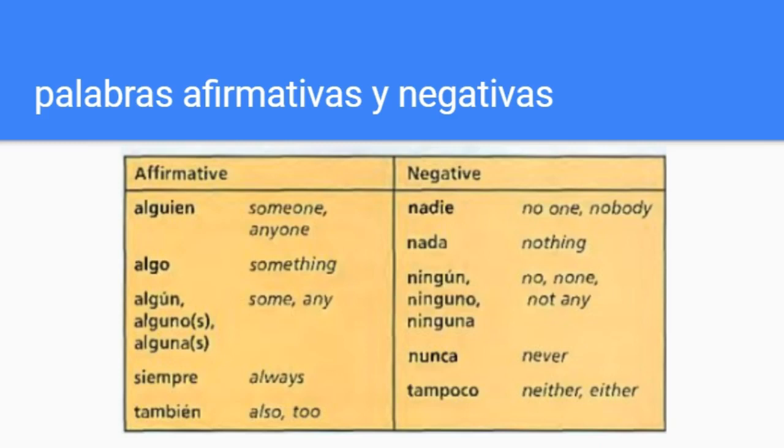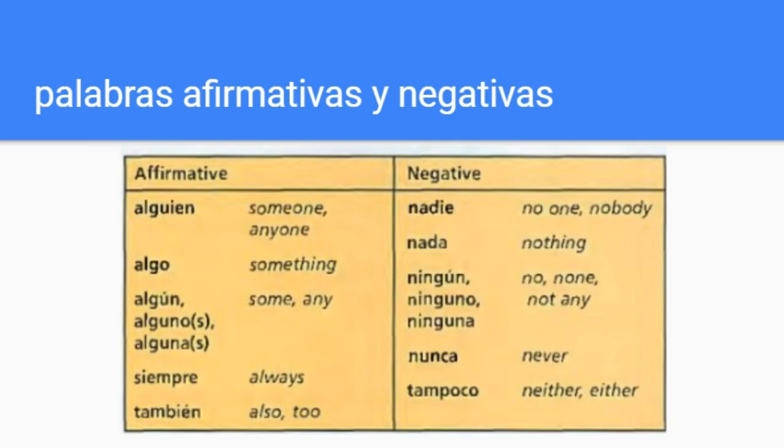I like it too. But if it's a negative statement and you want to affirm that as well, you would say tampoco to say neither. Okay? No me gusta esta clase. I don't like this class. A mí tampoco me gusta. I don't like it either. So that's how those work.